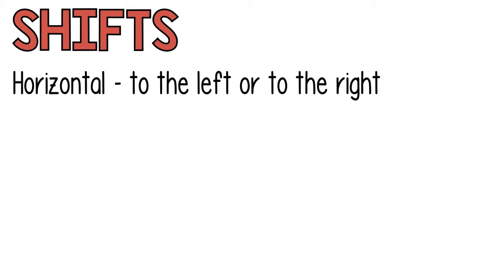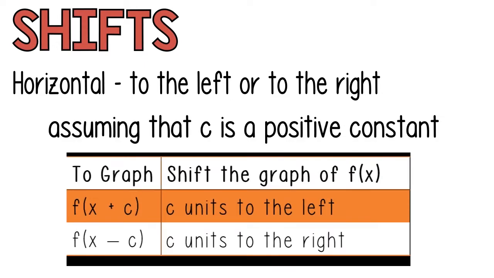A horizontal shift happens when the graph moves horizontally, either to the left or to the right. Here is another guide table for graphing, assuming that C is a positive constant. If the operation is addition, the graph will move C units to the left, but if the operation is subtraction, the graph will move C units to the right.